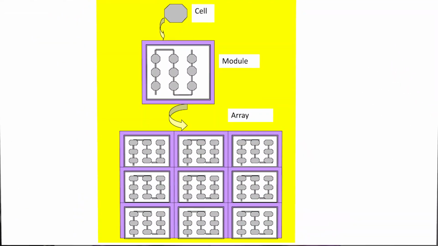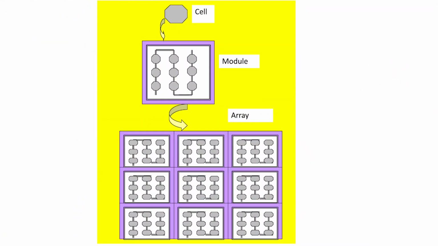So here you can see in the diagram. The smallest unit is a cell. Then different cells are connected in some manner. It may be in series or in parallel. So it is called a PV module. Whenever you see one plate, that is basically called a PV module. The rating of different modules may be different.